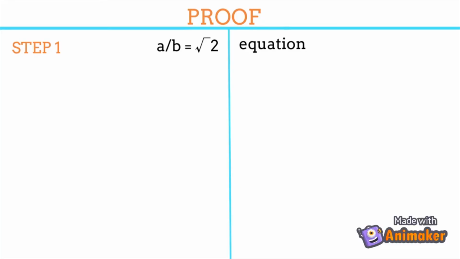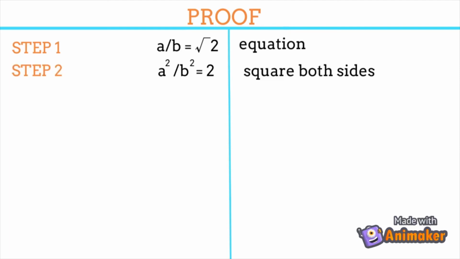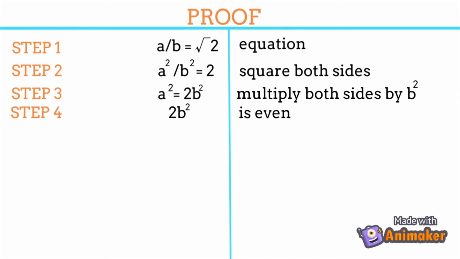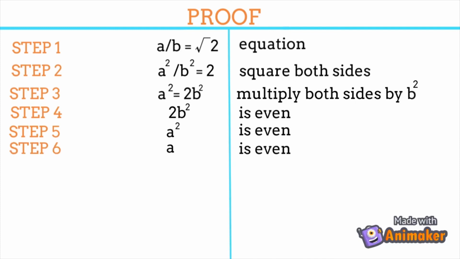We set up this equation as a over b equals the square root of 2. Now we square both sides so that it looks like a squared over b squared equals 2. Now multiply both sides by b squared so that our equation looks like a squared equals 2b squared. Since anything times 2 is an even number, 2b squared must be an even number. And since a squared is equal to 2b squared, it must be an even number too. Because a squared is even, a must be even.